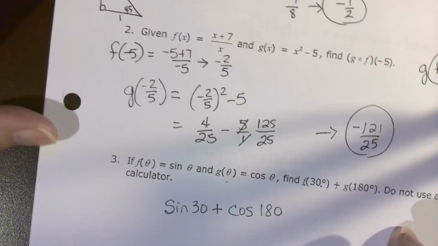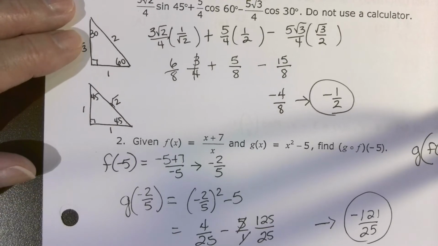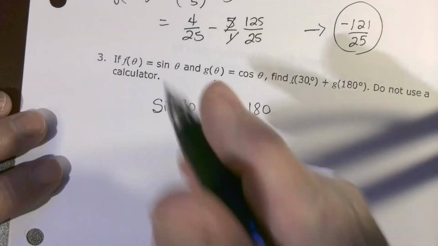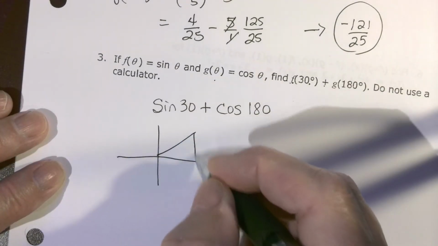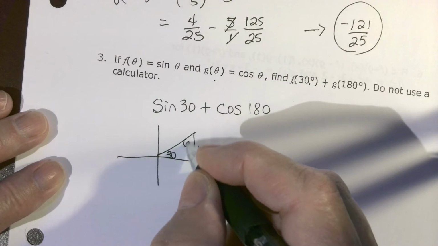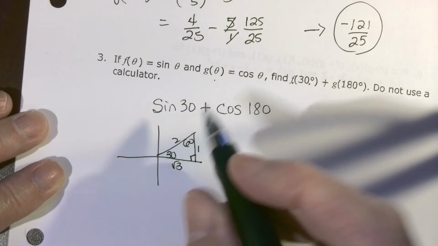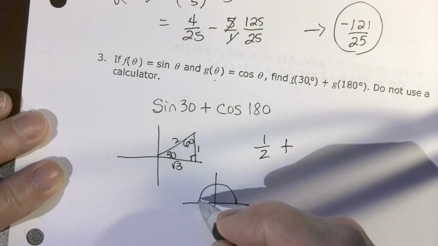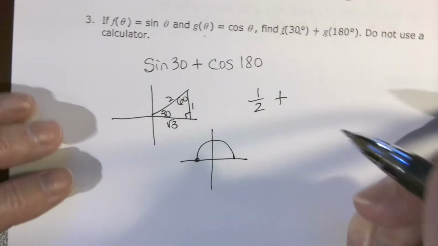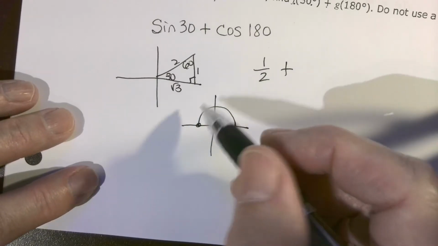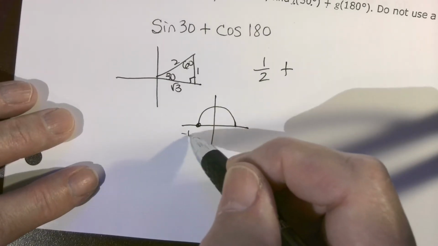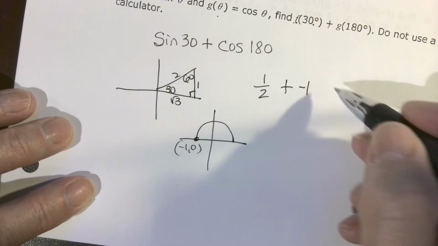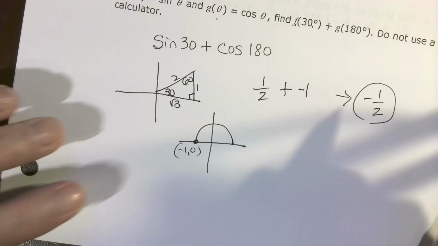Now sine of 30, and you can go back to your special triangle if you want to look at it. The problem is the special triangle doesn't tell you what quadrant you're in. When you're in the first, it isn't going to matter, but you've got to be careful here. So 30 here. So sine of this is 1/2. And then 180 degrees is right here. Sorry, you can't see. 180 degrees is right here, so we're using that coordinate on the unit circle, which is negative 1, 0. And cosine is the first one, so it's negative 1. So you're going to add those together, you get negative 1/2.